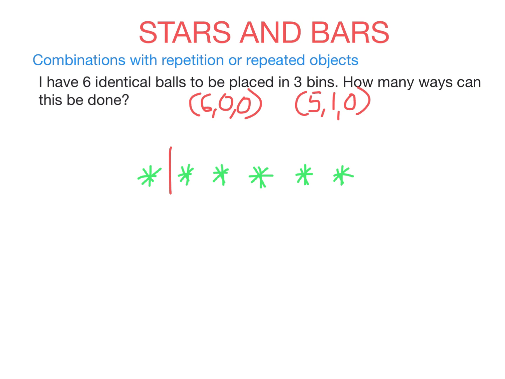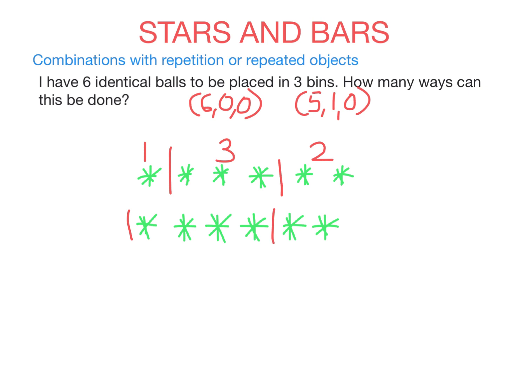For example, if I put a bar here and here, that means 1 goes in the first bin, 3 in the second bin, and 2 in the third bin. If I put the bar here and here, let's say, there are no objects in the first bin, 4 in the second bin, and 2 in the third bin.